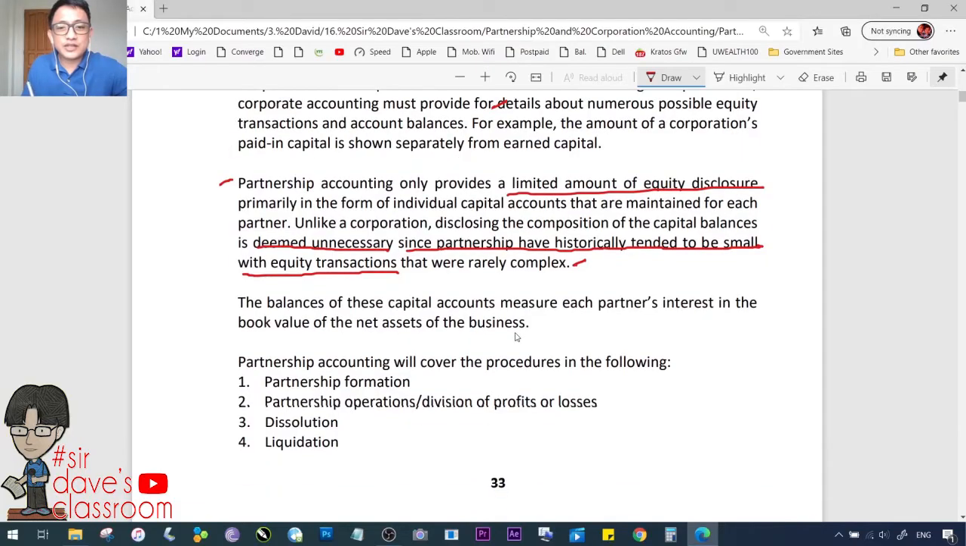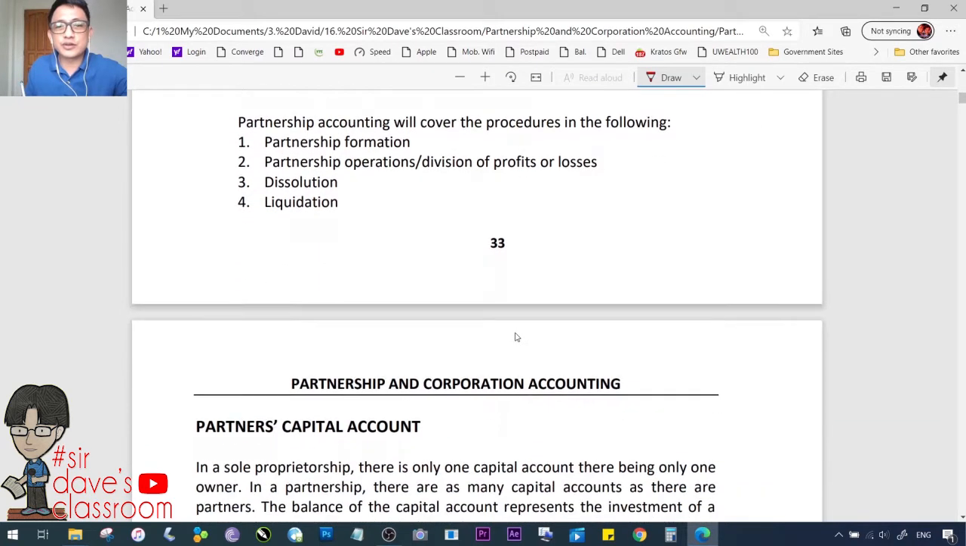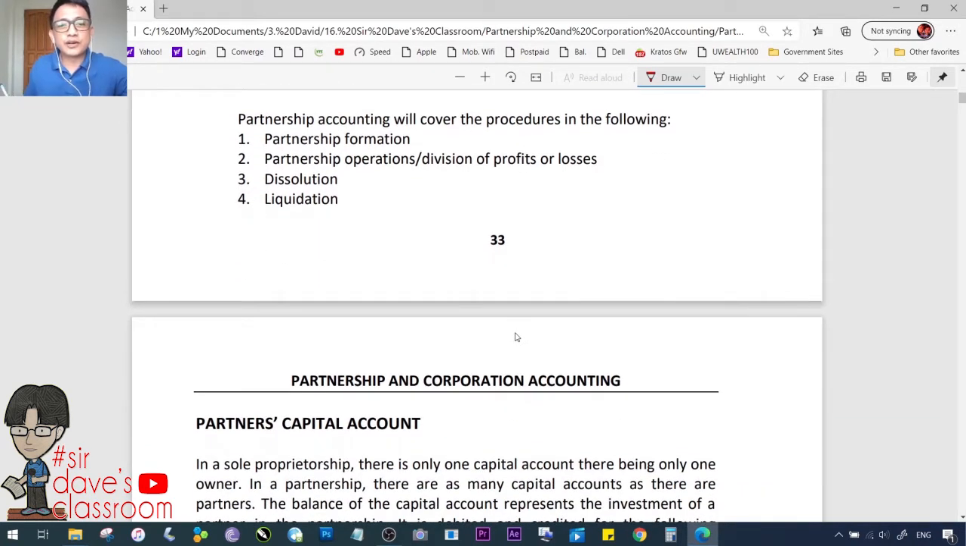The balances of these capital accounts measure each partner's interest. Na-mention na din natin yung interest sa ating part 1. Kung ano ba ibig sabihin yan? That is share in the profits and losses, pati yung kanyang capital equity in the book value of the net assets of the business. Partnership accounting will cover the procedures in the following. We also mentioned this in the introduction in our first few meetings. Okay? Partnership formation, operation, dissolution, liquidation.